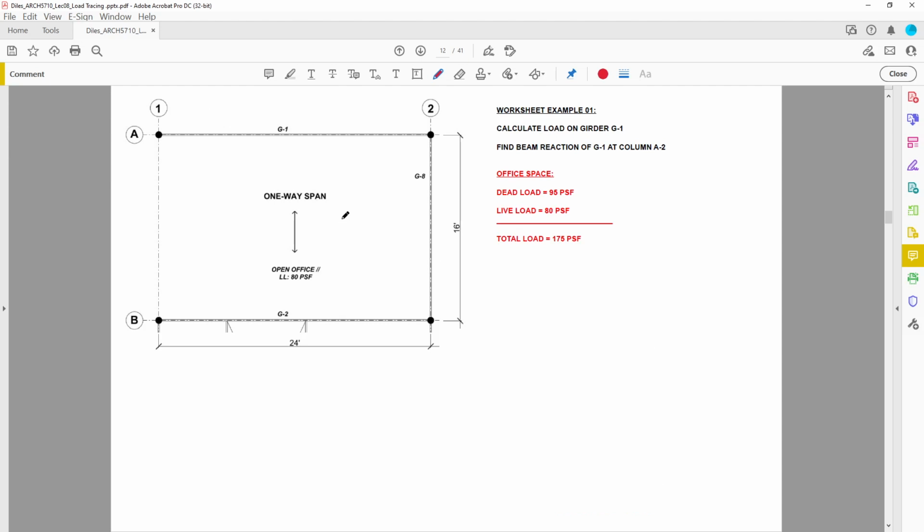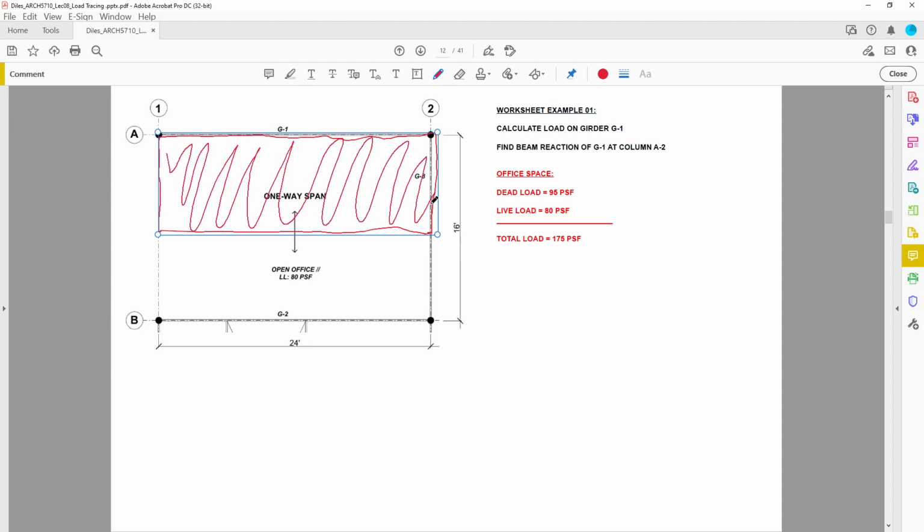And let's zoom in and calculate the load on G1 and then find the reaction at A2. All right, so tributary area for G1. Let's identify that first. It's going to be half of this space, right? And let's sketch that out here. So all of this zone is going to be the tributary area. This is going to be the area that we're interested in. And so we can see here that the length of the beam is 24 feet.